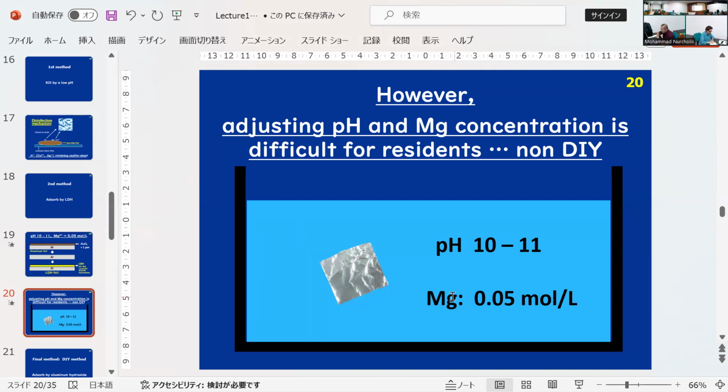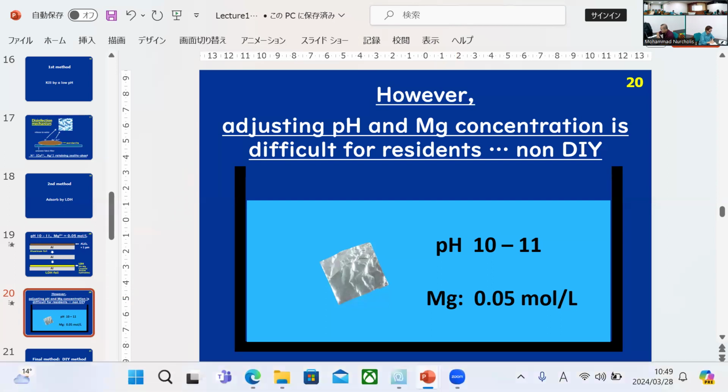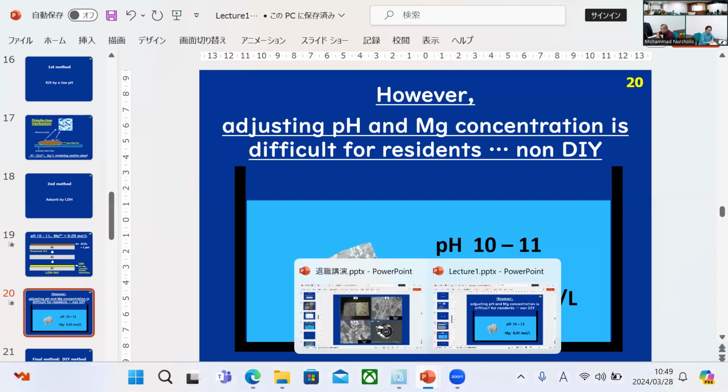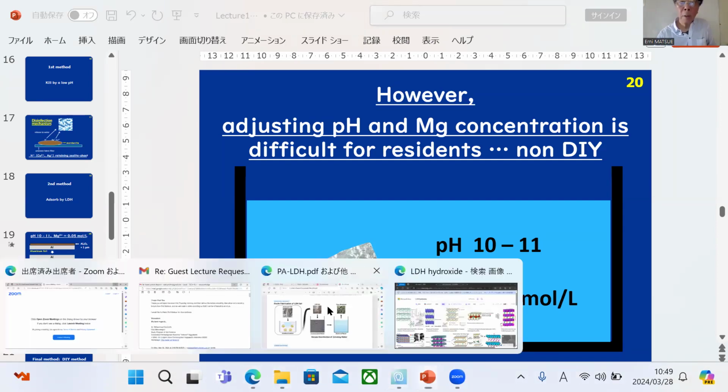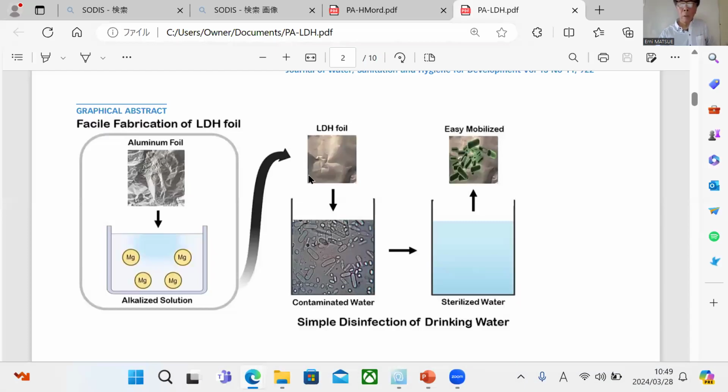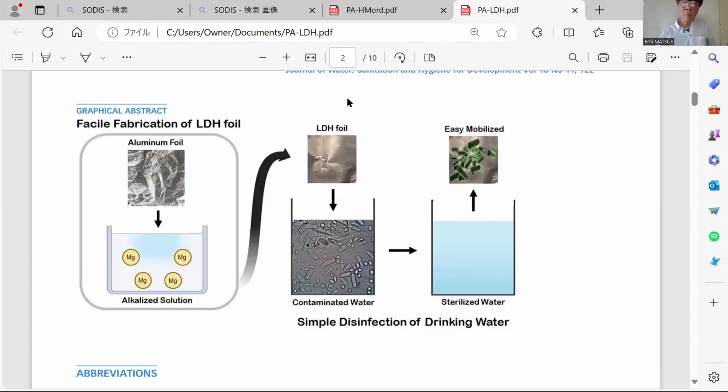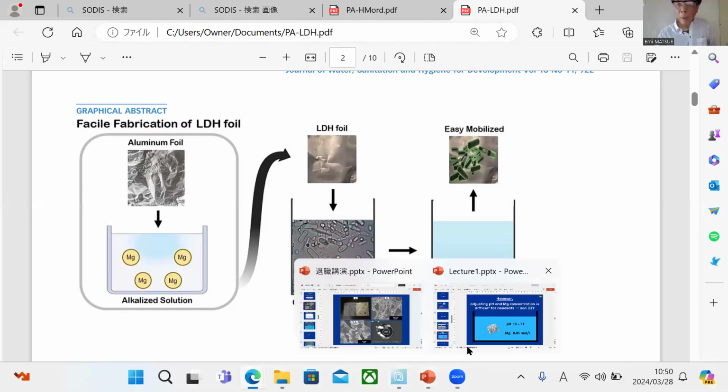So, may I ask you about the result of the water pH after treatment? No change in pH. This foil does not affect the pH of the water. And also, LDH is also used as medicine, a safe material. Okay, thank you.